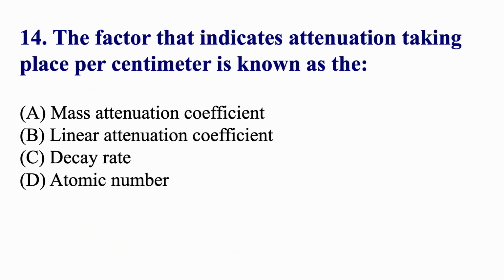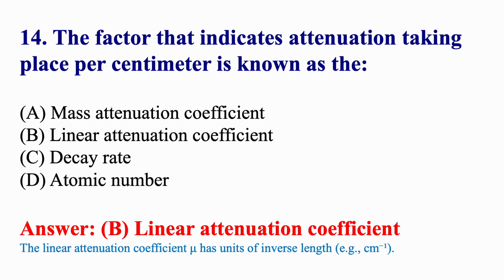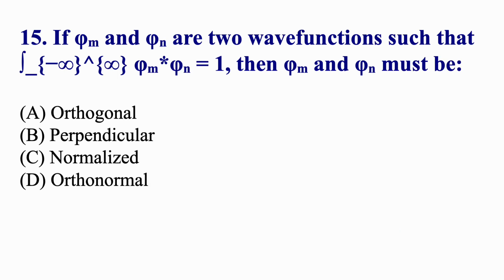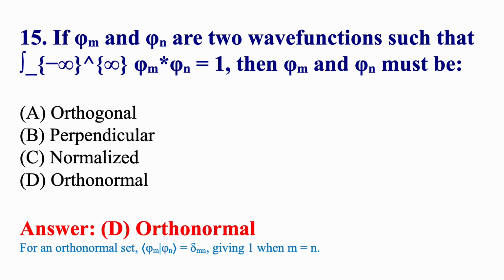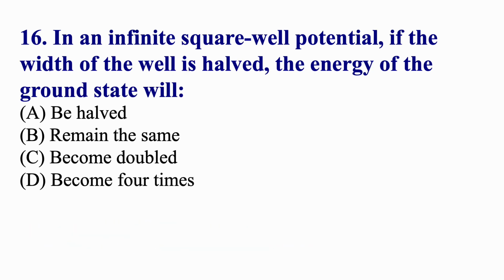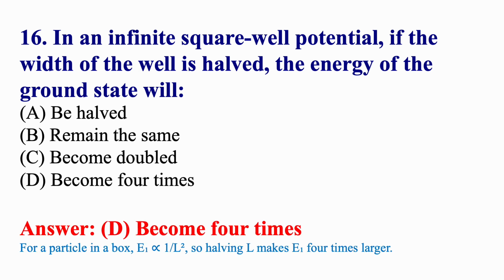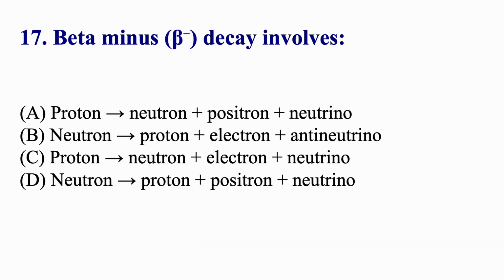The factor that indicates attenuation taking place per centimeter is known as the linear attenuation coefficient. If psi m and psi n are two wave functions such that the integral from minus infinity to infinity of psi m multiplied by psi n equals 1, then psi m and psi n must be orthonormal. In an infinite square well potential, if the width of the well is halved, the energy of the ground state will become 4 times.